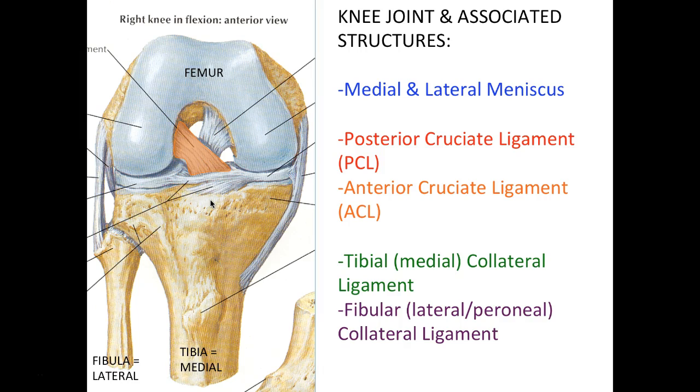And next we have our collateral ligaments. So this is kind of on the collateral sides of our bones here. So first we're going to see the tibial or medial collateral ligament. Okay, we could see that connecting that medial side of the medial condyle of the femur to the medial surface of the tibia. And then we have our fibular collateral ligament, or we can also call this the lateral collateral ligament or peroneal collateral ligament here on the lateral side.